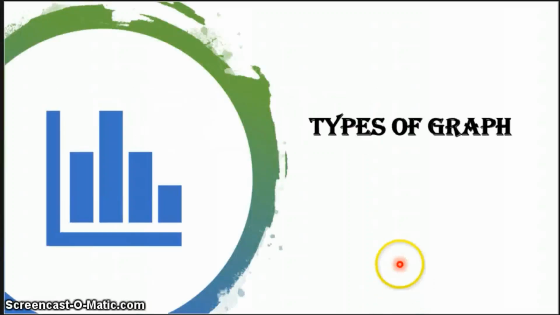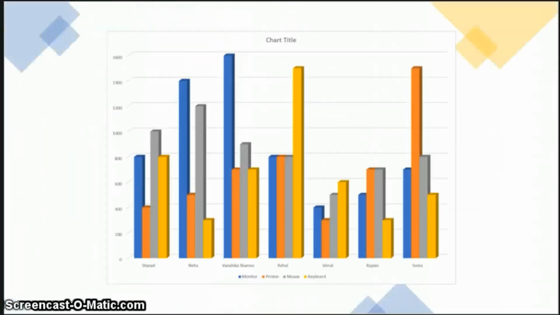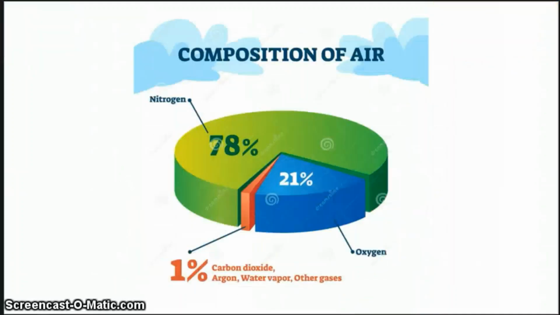Now let us move to the next part of this chapter, which is types of graphs. We all have studied different types of graphs, like the bar graph. This is a bar graph, and this graph shows data changes over a period of time or comparison with some specific individual value. So this is a bar graph.